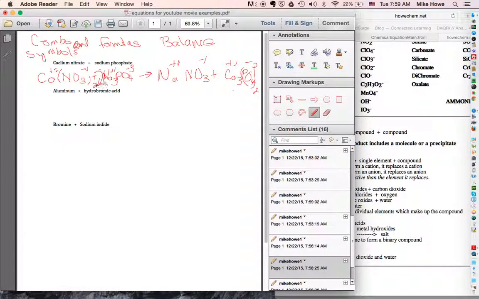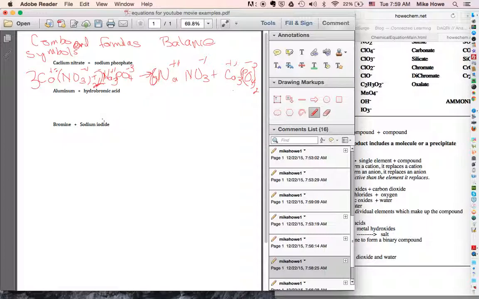That's a 2 right there. Somehow I erased my 3 over there, and I erased my 6 over here. All right, so 3, 2, 6, and I think that balances everything. Because there are 3 calciums, 6 nitrates, 6 nitrates, 6 Nas, 2 times 3 is 6 Nas, 2 PO4s, 2 PO4s, and that one's finished.